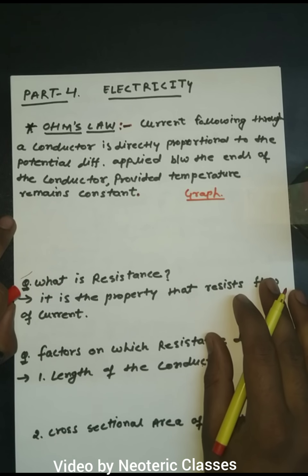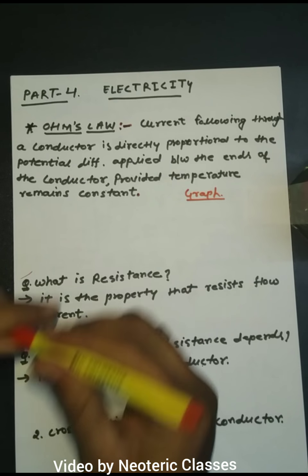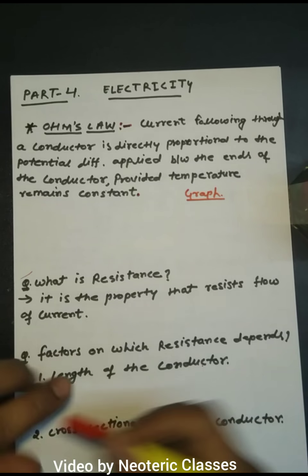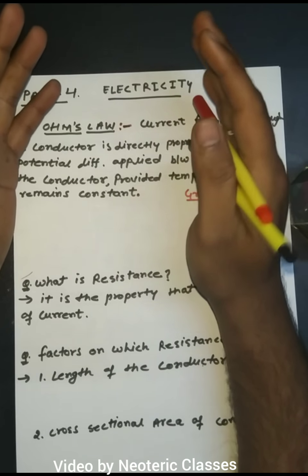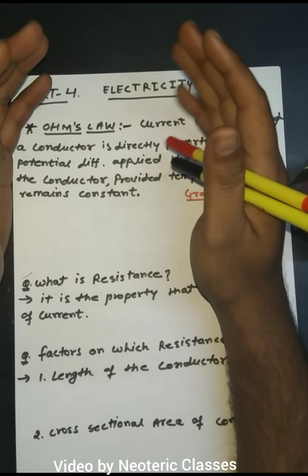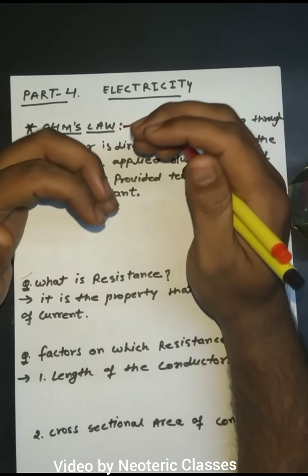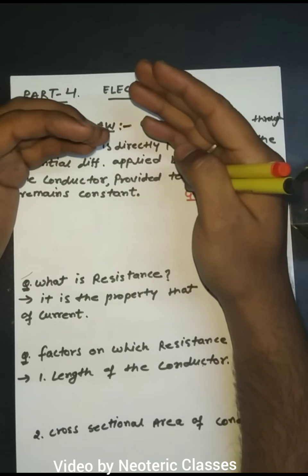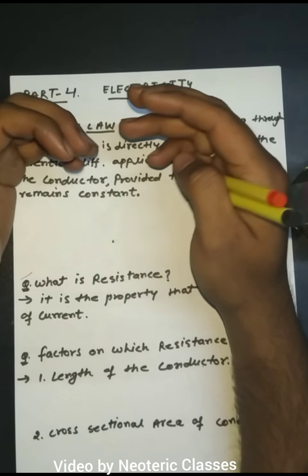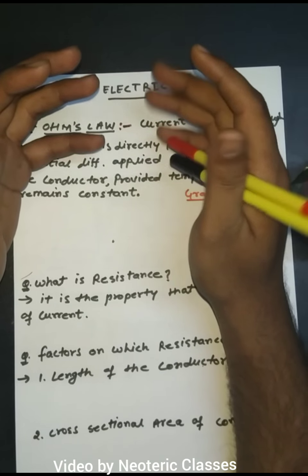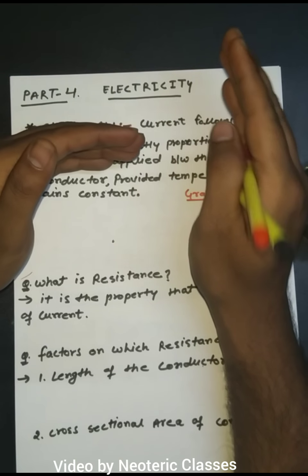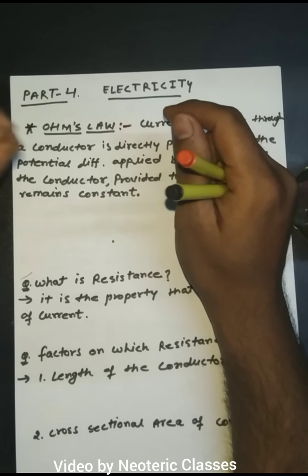So actually friends, what Ohm did in his law is that he considered one electrical circuit. In that electrical circuit he kept changing the potential difference, or you can say voltage, and at every change in potential difference he took the reading of current.